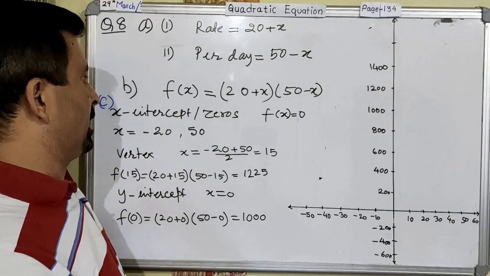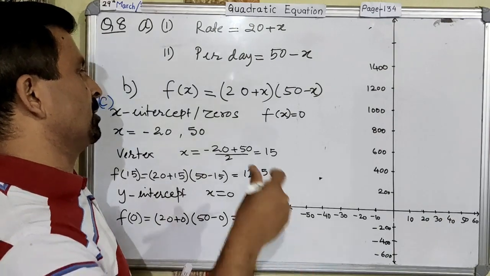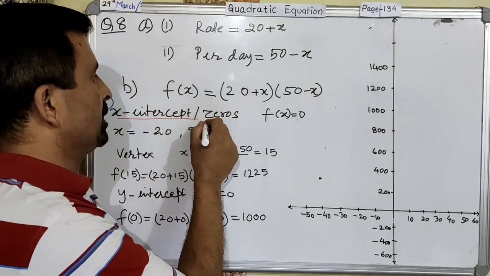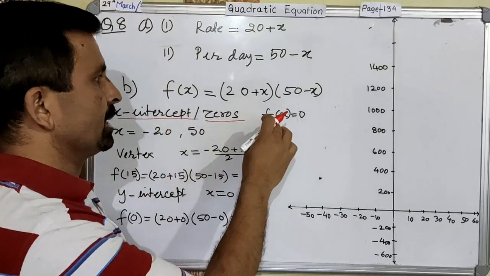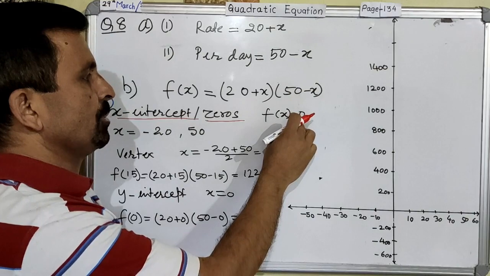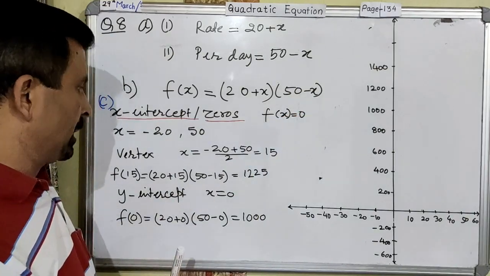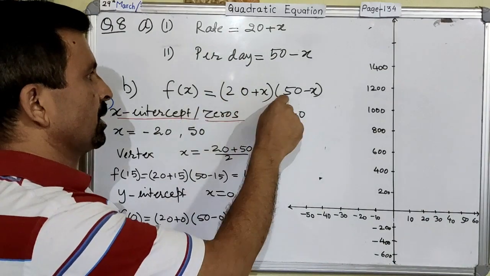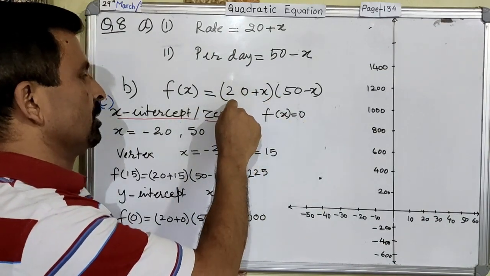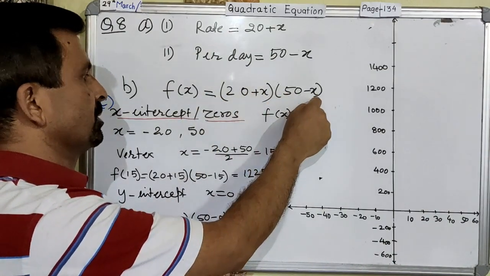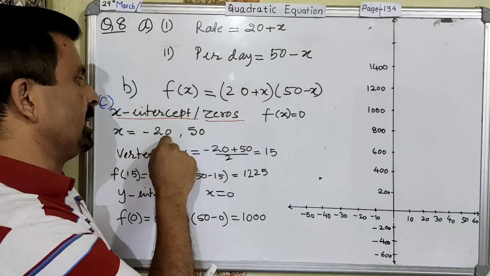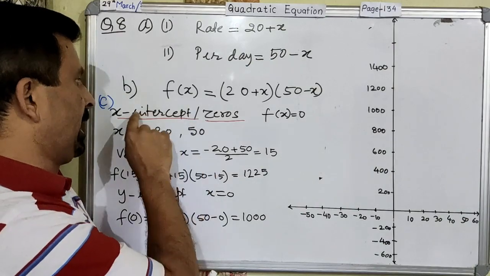First of all, we calculated the X-intercept because this is your quadratic equation in the factored form. So we are calculating here the X-intercept, which we also call the zeros, right? So you know that we do it by assuming f(x) equal to 0. When you put f(x) equal to 0 in this original equation, you take this as equal to 0, then you take this as equal to 0, and therefore you are getting the two values of x, minus 20 and 50. And this is your X-intercept.